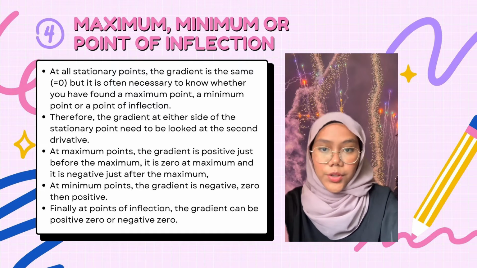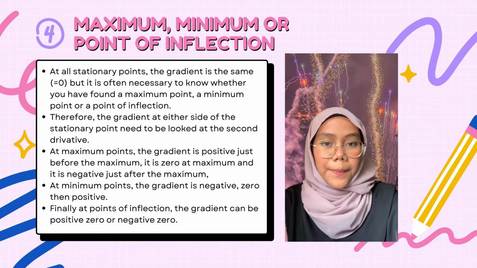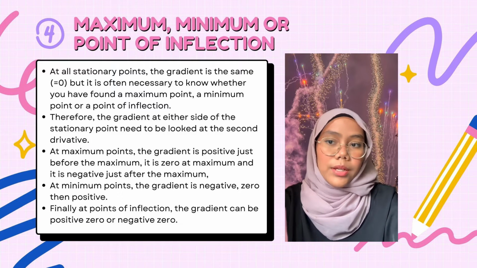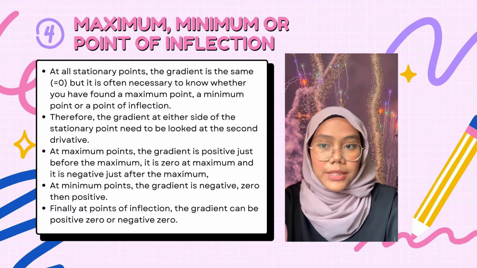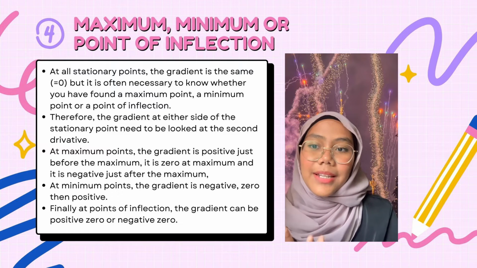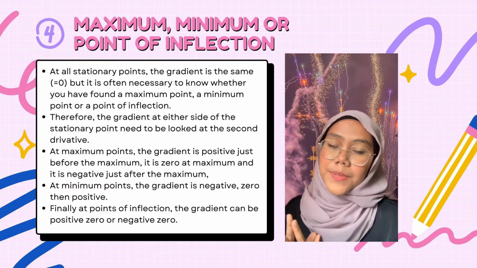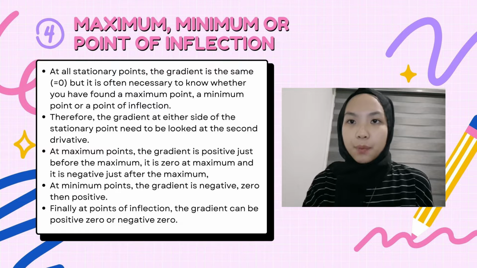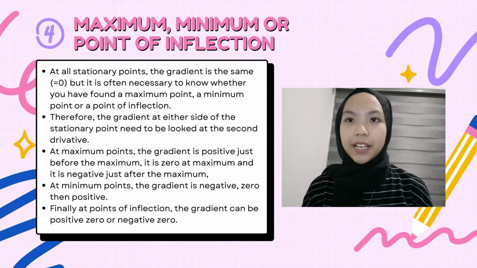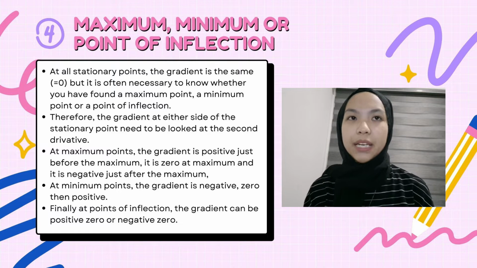At all stationary points, the gradient is zero, but it is necessary to know whether you have found a maximum point, minimum point, or point of inflection. Therefore, the gradient at either side of the stationary point needs to be looked at, along with the second derivative. Moreover, I'm going to explain the maximum point and minimum point.